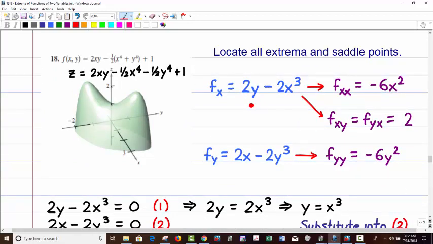So here are the partials. Easy enough. The x partial will be 2y. And then the x partial here, 4 times negative 1/2 is negative 2, and it'd be x cubed. So fxx would just be negative 6x squared. fxy would be the derivative of this with respect to y, which would be 2. And then the y partial would be 2x minus 2y cubed, right here. And then fyy would just be negative 6y squared.